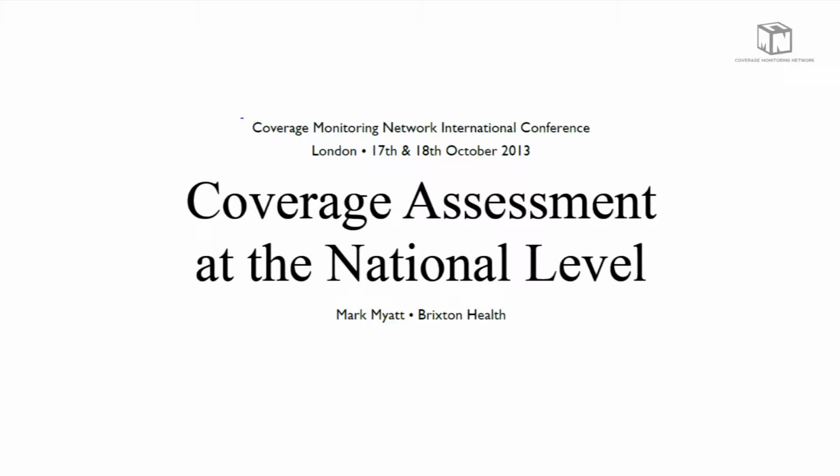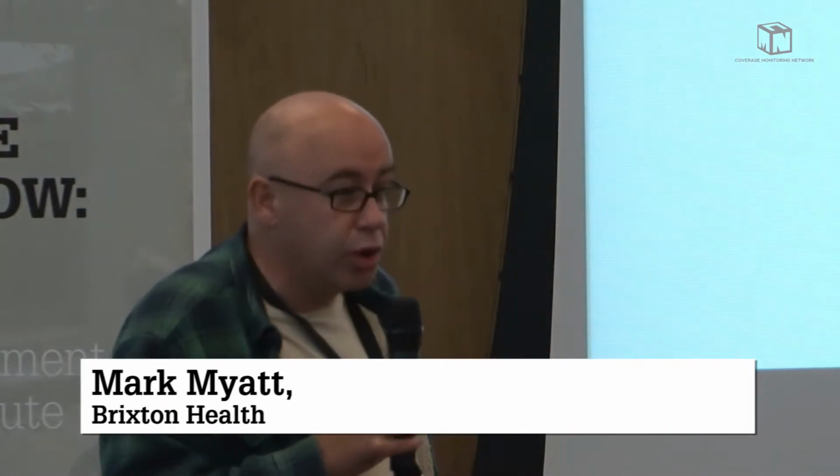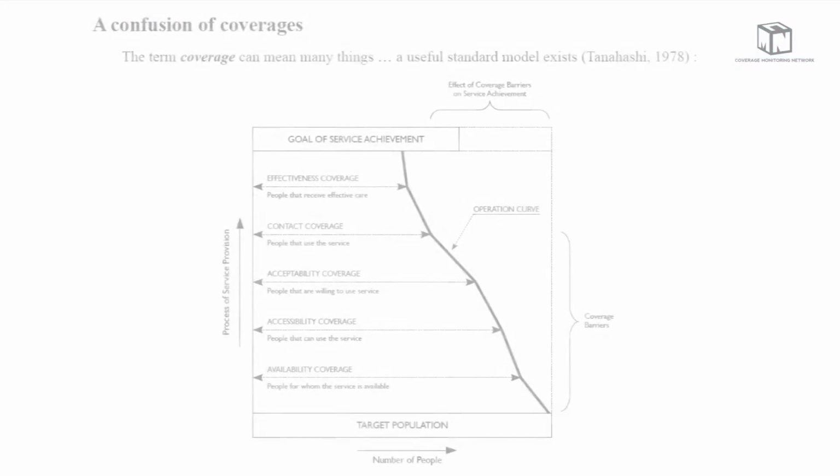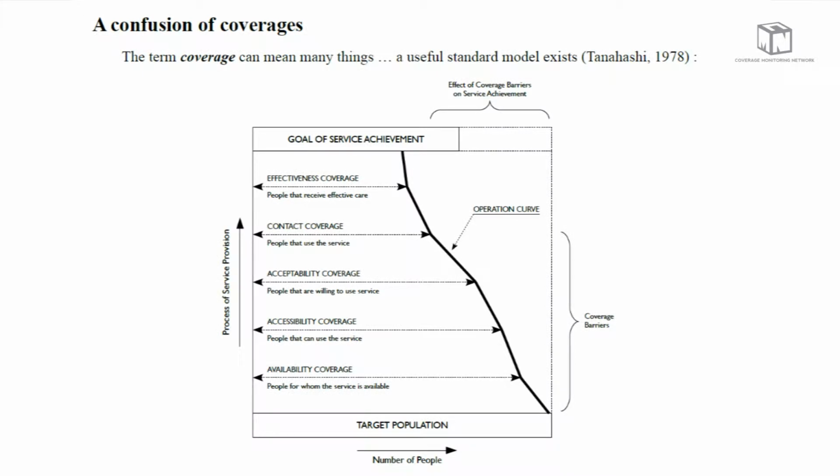There are many different types of coverage. Thankfully, a very clever man, Tanahashi, in 1978, developed a model of coverage. He breaks coverage down into a series of coverage types. At the bottom there is availability coverage: is the service available? Above that is accessibility coverage. The service may be available, but is it accessible?